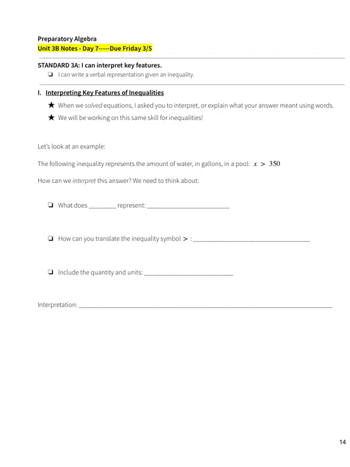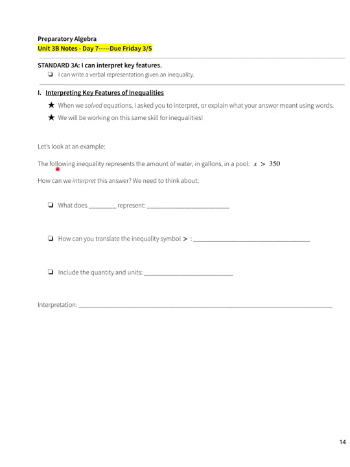These are your Unit 3B, Day 7 notes. We are working on Standard 3A, I Can Interpret Key Features. We worked on this standard a lot in Unit 3C when we were completing our problem-solving activities and writing equations. Now we are going to practice transferring numerical inequalities to words and vice versa.